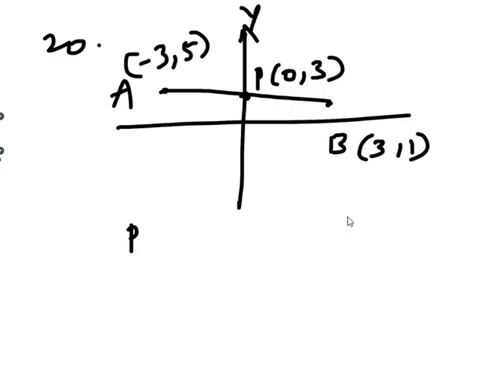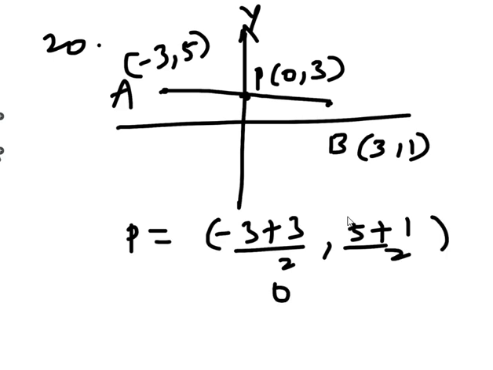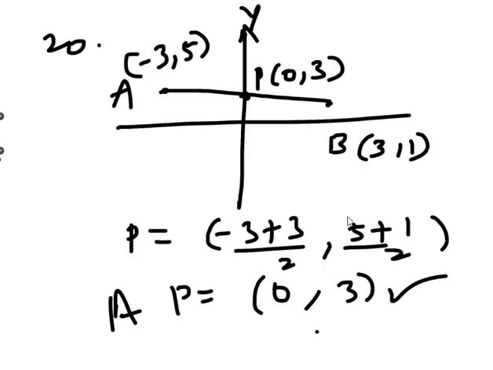So is P the midpoint? Yes, A seems to be true. If I find the midpoint, (-3 plus 3) by 2 and (5 plus 1) by 2, which is (0, 3). So A is true. Reason: the midpoint of a line segment divides the line segment in the ratio of 1:1. So A and R both are true, and R is the correct explanation for that. What is the option for this going to be? Option A.